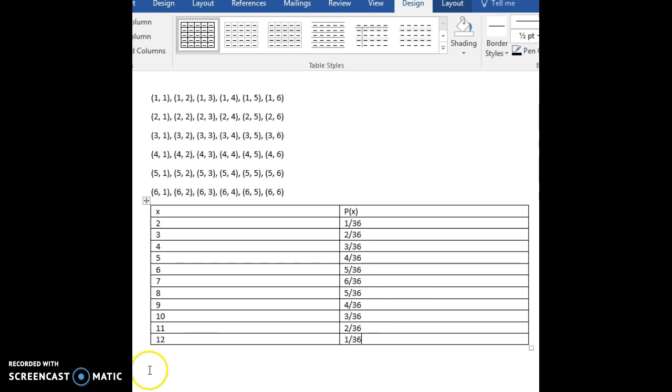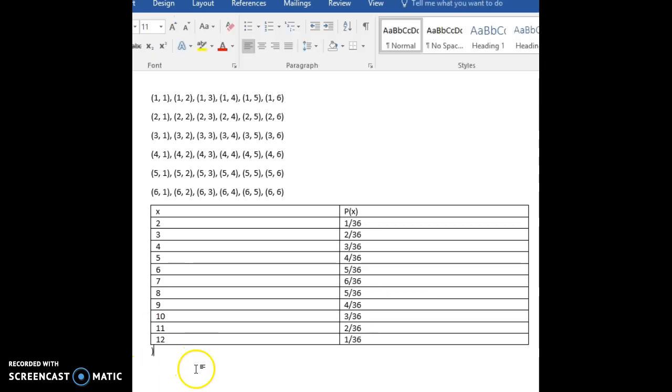So now the second thing we wanted to find was the probability that x is greater than or equal to 9. Now the easiest thing for us to do is, here's the 9 in our probability distribution right there. It had a probability of 4 out of 36, and everything that's greater than or equal to 9 will be the 10, 11, and 12.